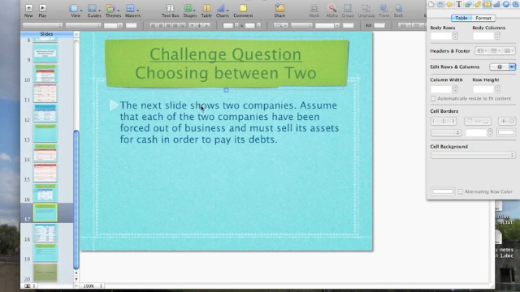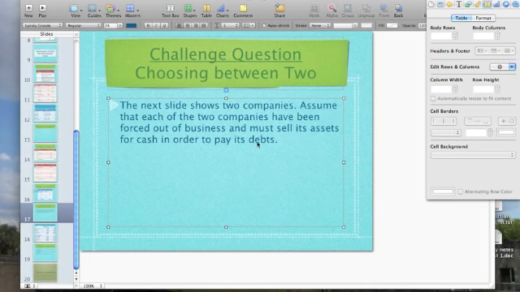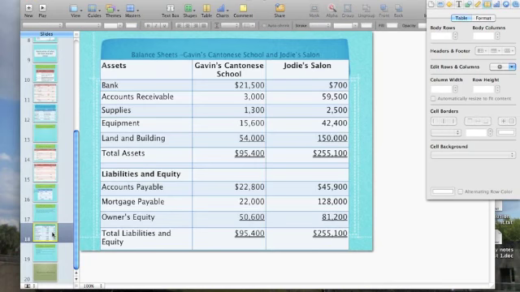Okay, last of all, the chance question. Choosing between two. The next slide shows two companies. Assume that each of the two companies has been forced out of business and must sell its assets for cash in order to pay its debts. So here are the two companies: Gavin's Cantonese School and Jody's Saloon.